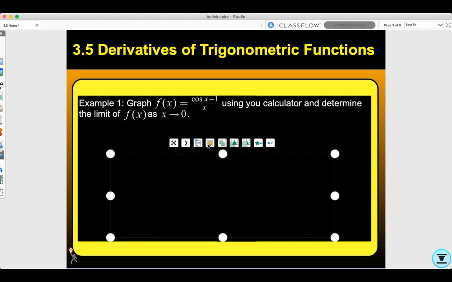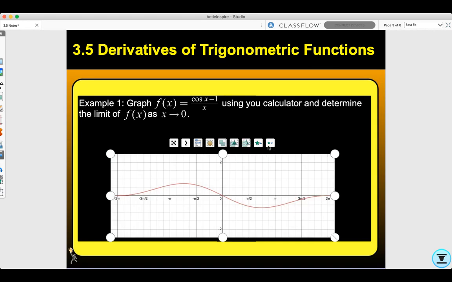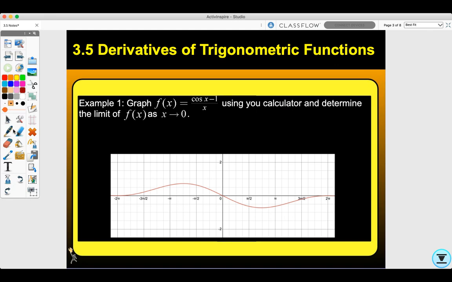Once you get it in your calculator, your graph should have looked like this. And when we look at the limit as x approaches 0, it is 0. So the limit as x approaches 0 of cosine x minus 1 all over x is 0.